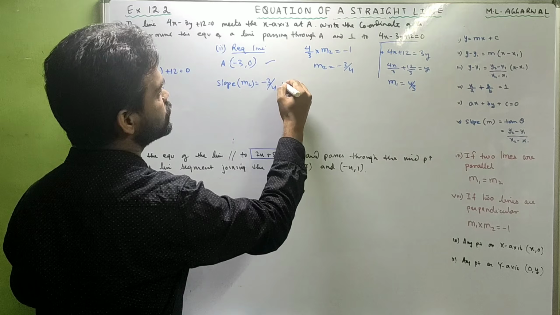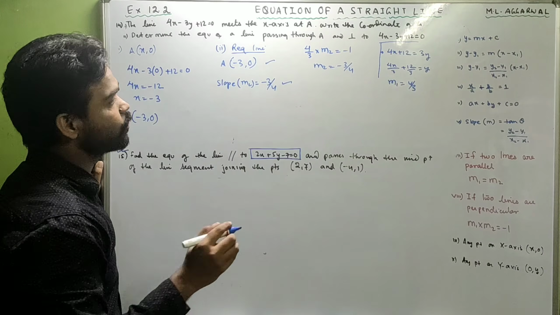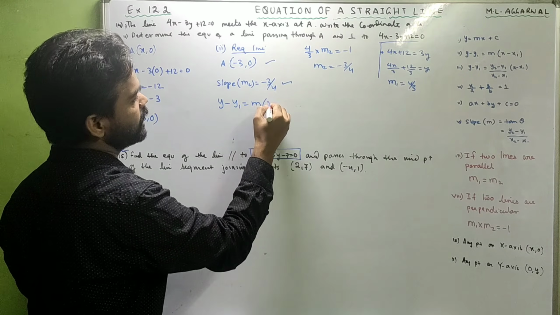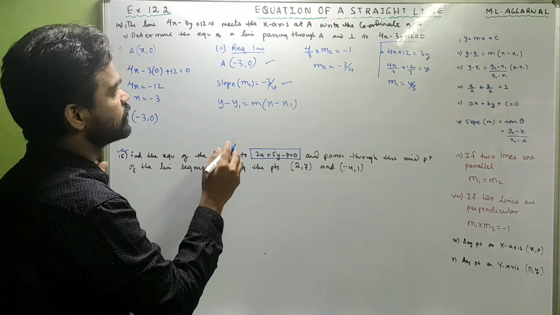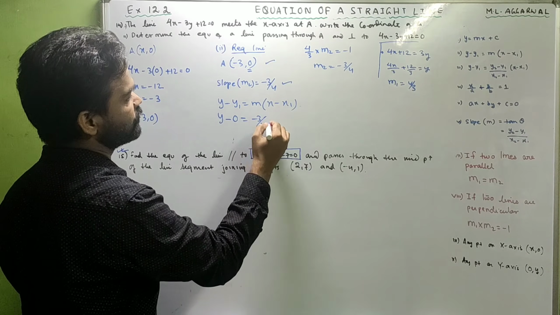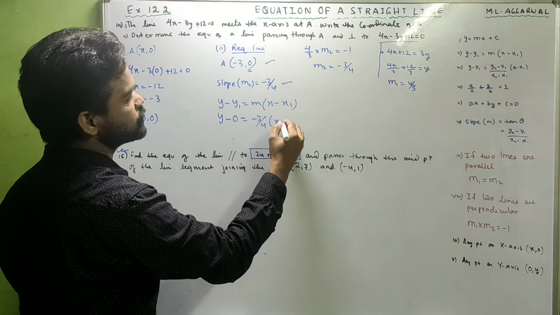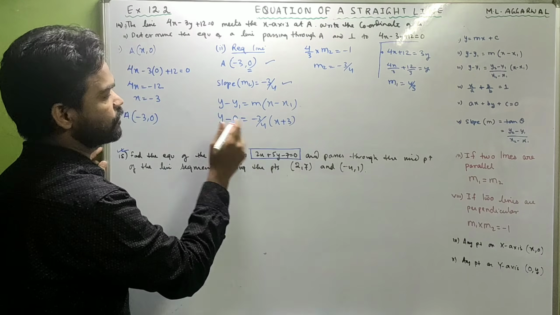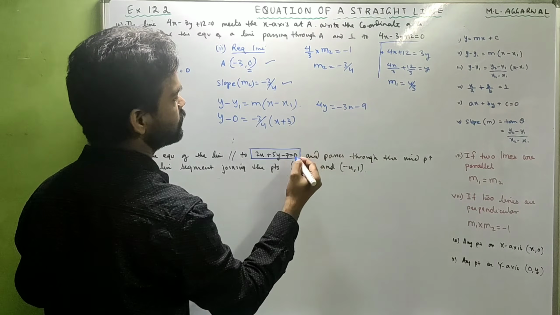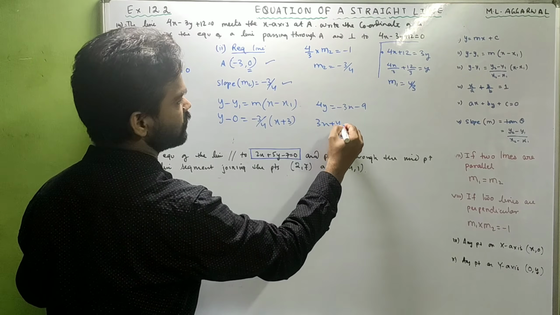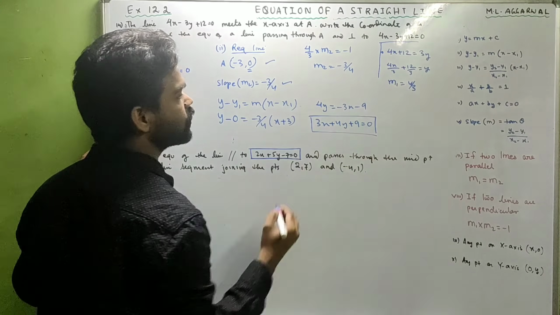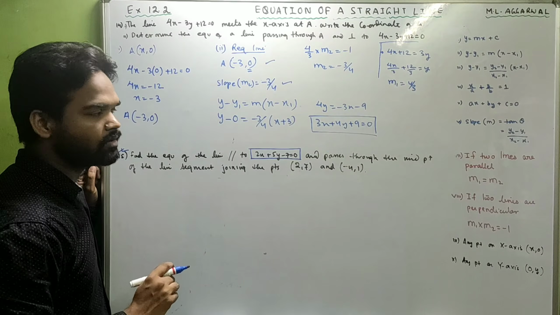Now you have a point, you have the slope. So how to get the equation? Point slope form: y minus y1 equals m(x minus x1). Substitute the values. So y minus 0 is equal to minus 3 by 4 times x minus of minus 3, that's plus 3. So 4 goes over here. So 4y equals minus 3x minus 9, or 3x plus 4y plus 9 equals 0. So that's your required line equation, okay?